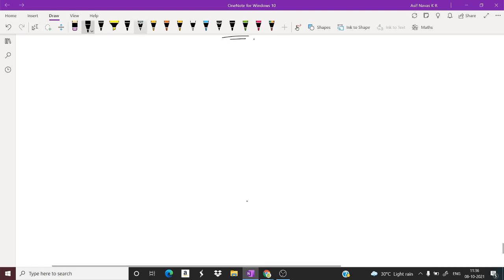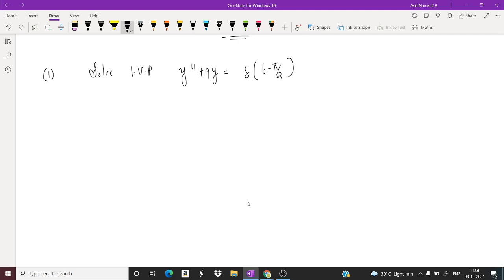So our question is question one. Solve the IVP: y double dash plus 9y is equal to delta of t minus pi by 2. Solution.